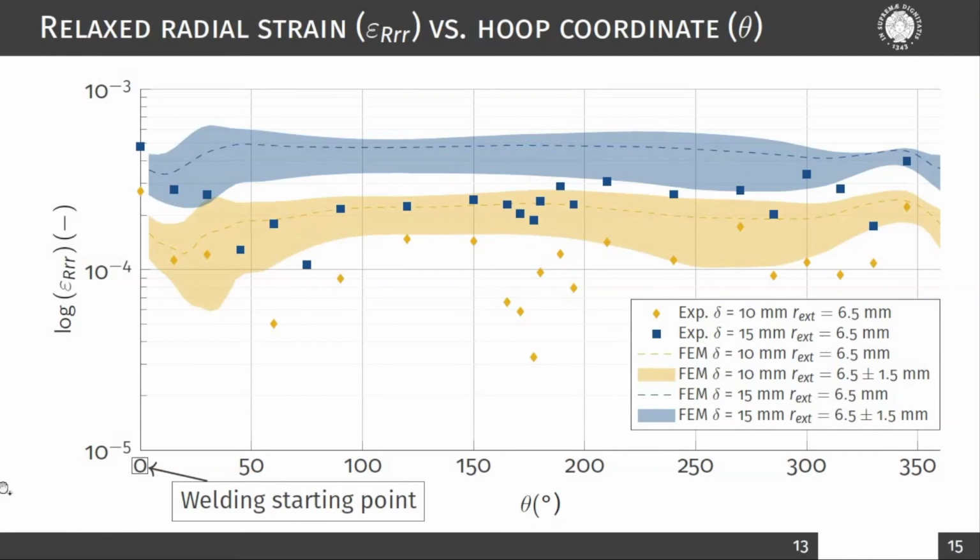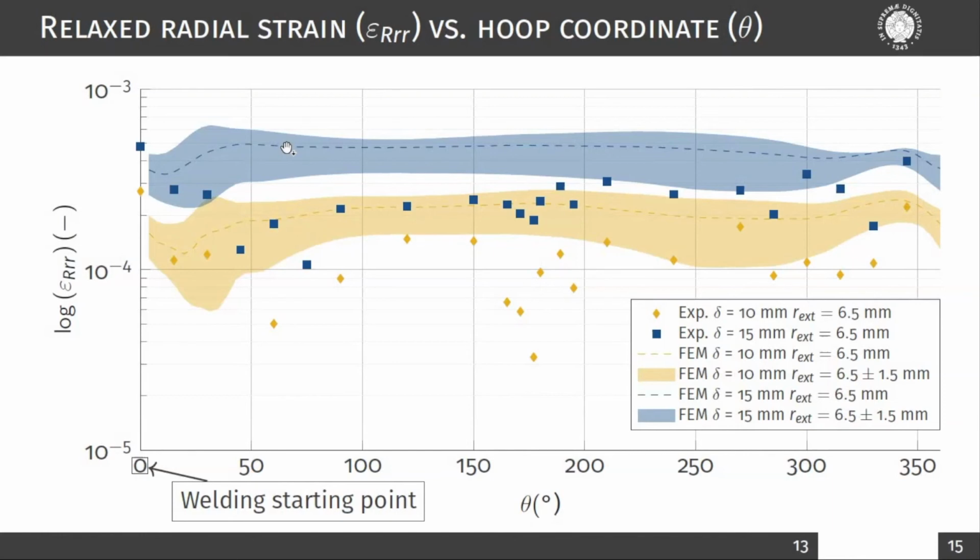Another important result is the relaxed radial strain as a function of the circumferential coordinate. The experimental data are displayed for the radial distance of 6.5 mm for 2 different cutting depths, 10 mm in orange and 15 mm in blue. To consider a radial placement variability in the strain gauge, a dispersion range has been numerically calculated for a placement variance of 1.5 mm relative to the reference radial quota of 6.5 mm. So, this range can be seen in this data.